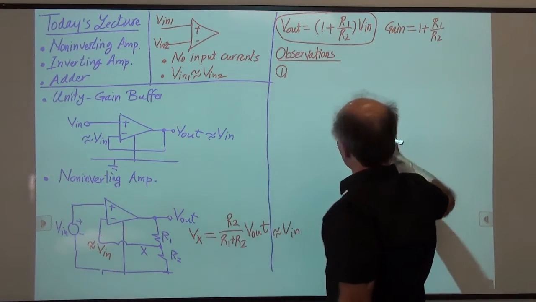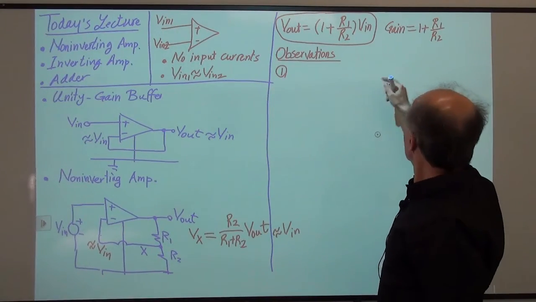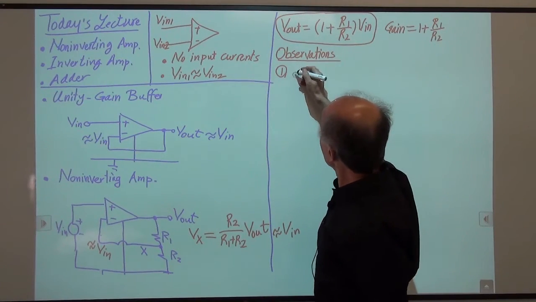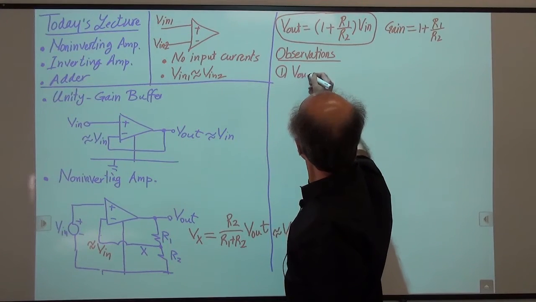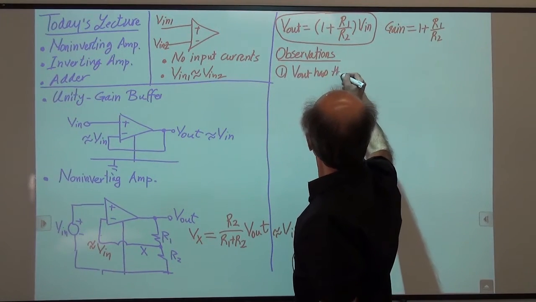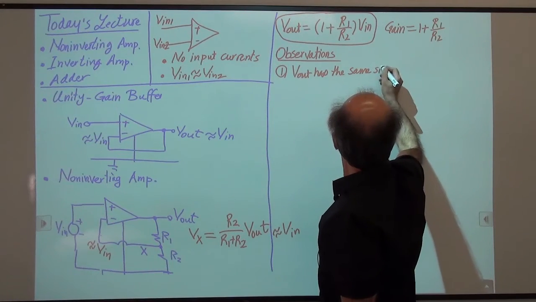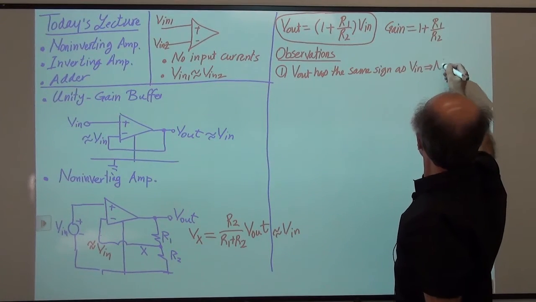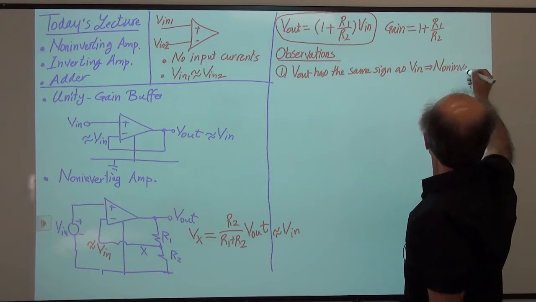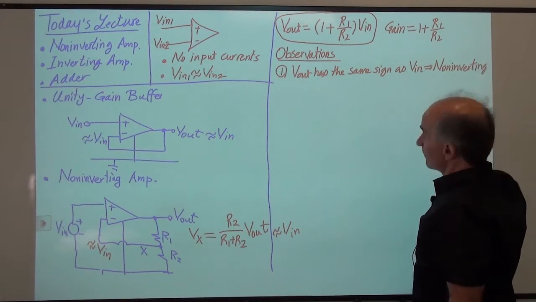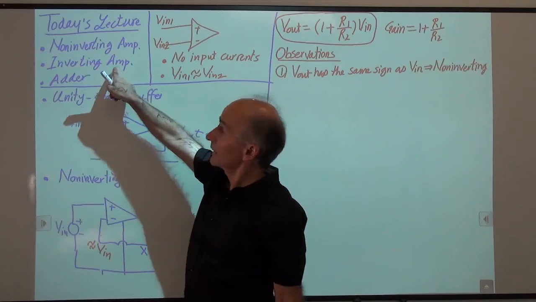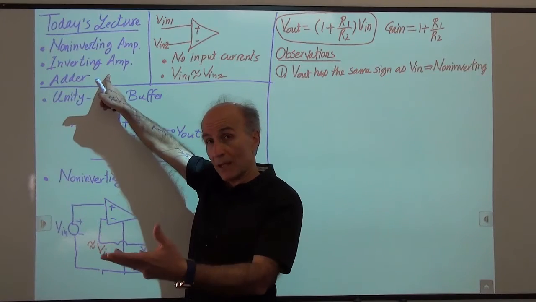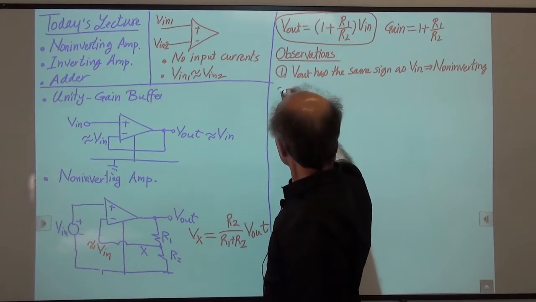Okay, so number one, we call this amplifier non-inverting because the output and the input have the same sign, as you can see here, right? So we say Vout has the same sign as Vin, so we call this a non-inverting amplifier. And this distinction is made because a little later we're going to talk about the inverting amplifier, and that inverts. It multiplies the input by a negative sign as it goes to the output. Okay, so that's pretty simple.